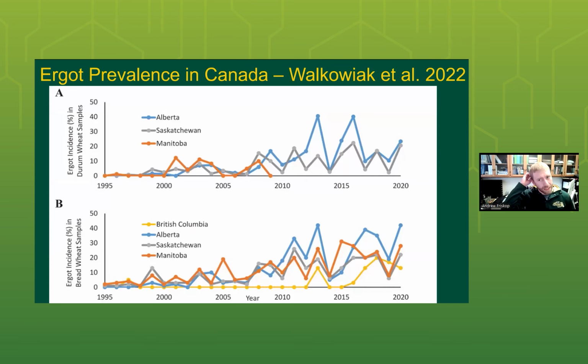Walkowiak did mention in his paper in 2022 that when they do these large surveys of looking at their durum wheat and bread wheat, they're looking for ergot. And if you want to look at this over time, they're able to track it all the way back to 1995, 2020. This is an unbelievable source of information. They started noticing a trend throughout Canada that they were starting to see more ergot.